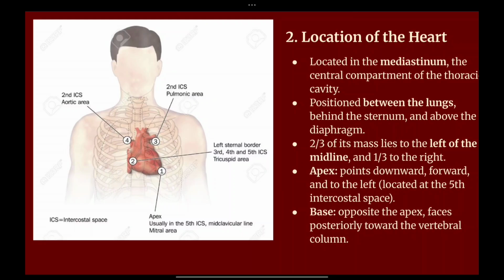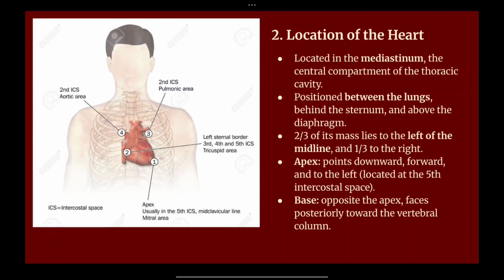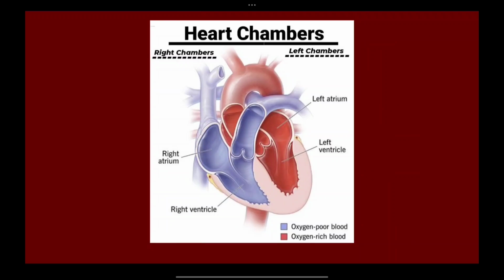Now the base, where can you see the base? It is opposite to the apex and faces posteriorly towards the vertebral column. So the base of the heart is said to be behind and is opposite to the apex, and it faces posteriorly to the vertebral column.